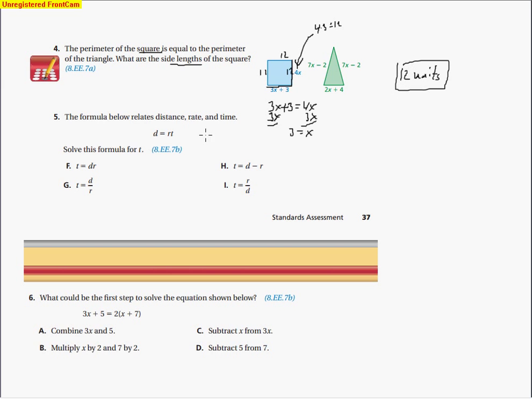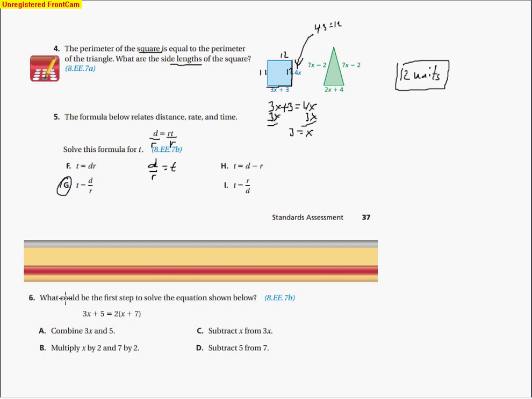And the next one says the formula below relates distance, rate, and time. Solve for t. So if I want to get t by itself, I'm going to divide by r. That leaves me with d over r equals t. So that's the formula I'm looking for, so I look for that, and it's right here, letter G. So let's move on to the next one.